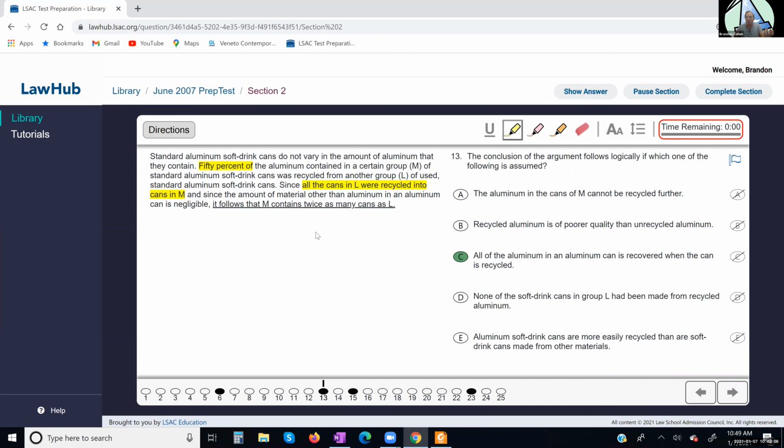So you might be saying, so then why is this invalid? They are saying it's twice as many. I honestly didn't even pre-answer this. This is one of those where I'm really not sure. But when I read this answer, all of the aluminum in an aluminum can is recovered when the can is recycled. So this is where they're getting into actually the difference between my example of ownership versus building.